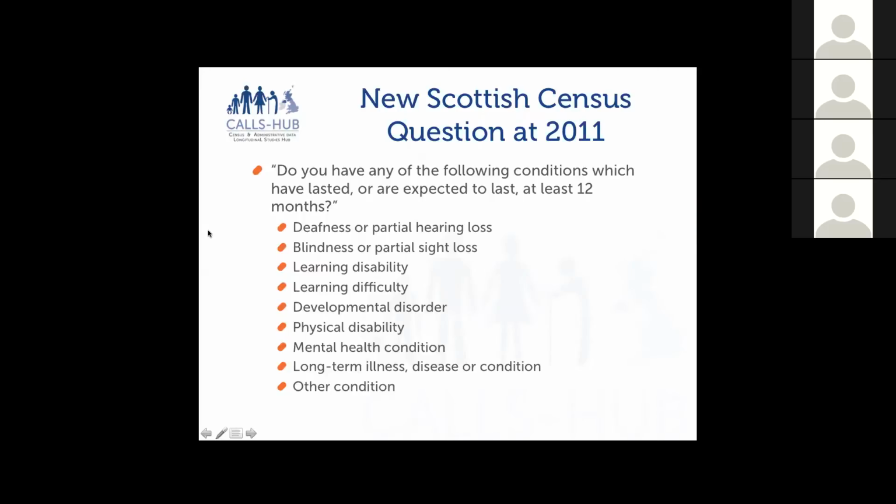Do you have any of the following conditions which have lasted or are expected to last at least 12 months? And then you can see there's a whole different list of categories. There was also a write-in option, and those write-in answers were recoded into the other categories. The Northern Ireland census of 2011 also included a very similar question. The categories aren't identical, but it would certainly be possible to collapse categories to make them comparable.